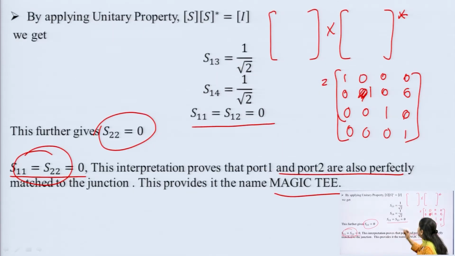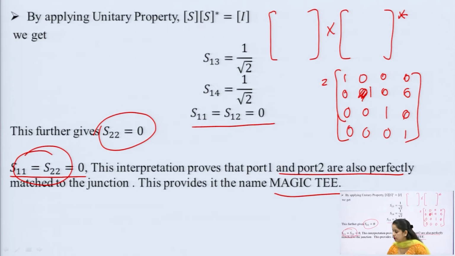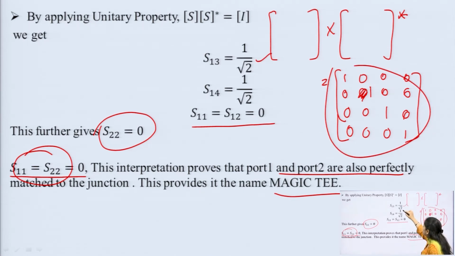So, students, all of you just write the matrix which we have obtained here, that is S11, S12, S13, S14, S12, S22, S13, minus of S14, S13, S13, S14 minus of S14 in this one, and then do the matrix calculation and equate it to this to get this equation. So, take this as an assignment, and try to solve it so that you will be able to get the complete matrix of the magic T.